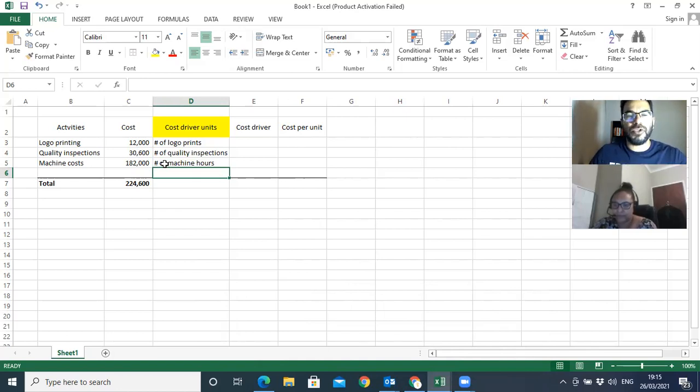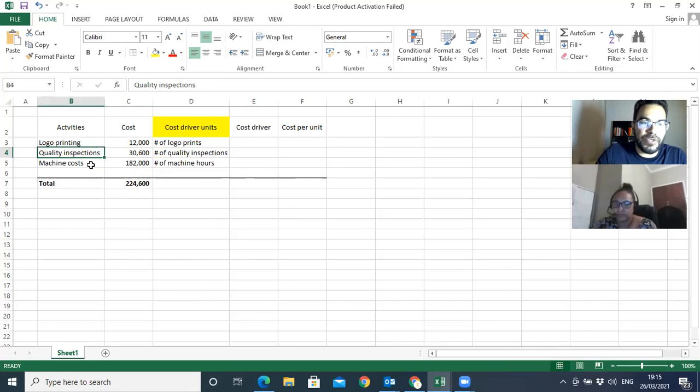The more questions you do, you'll also get a gauge of what units drive each activity. Quality inspections is a typical one, machine costs is a typical one, setup cost is a typical one. So for example, for setup cost, it will be the number of setups. It's always number of setups, not just setup. Just take note. It just happened to be over here.